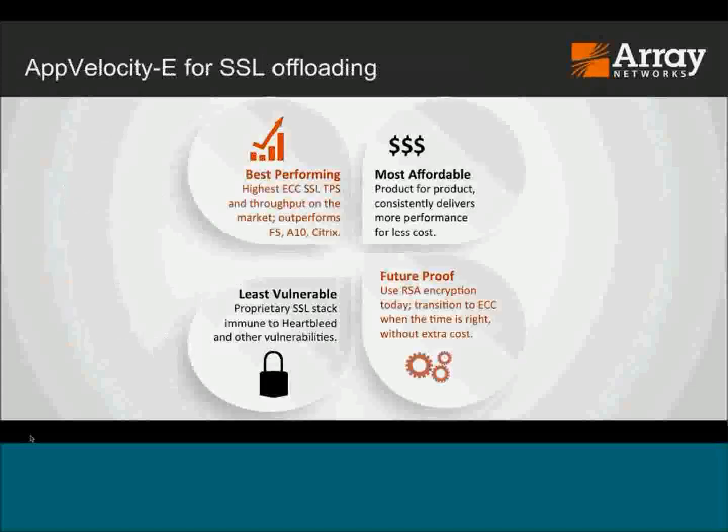And just to summarize this, to bring it all home, I think I've tried to touch on these 4 core points and repeat them throughout the presentation, and wrap things up, just reiterate them one more time, right? So the best performance: highest ECC SSL transactions per second and throughput on the market, outperforms F5, A10, Citrix, etc. Most affordable: product for product, consistently delivers more performance for less cost.